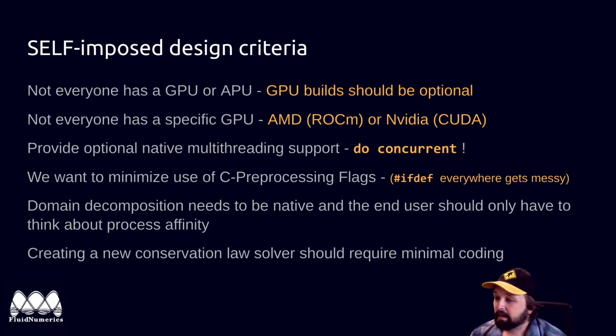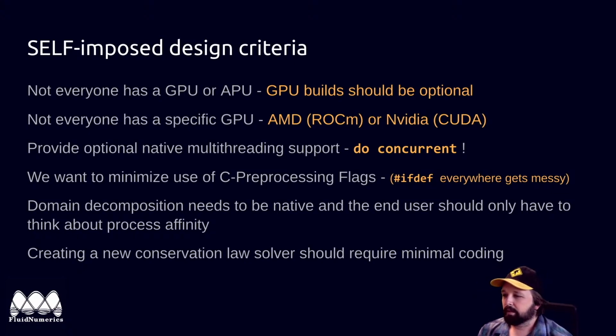But at any rate, we also want to provide optional multi-threading. Most platforms these days have multiple cores, so it's a good idea to support multi-threading so you can get some kind of decent performance by taking over all the cores available. We do this thanks to the built-in do concurrent inside of Fortran. So as long as you have a compiler that can digest do concurrent, that's very, very simple to do.